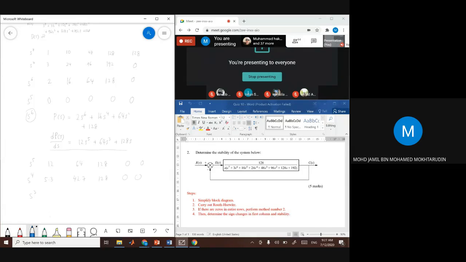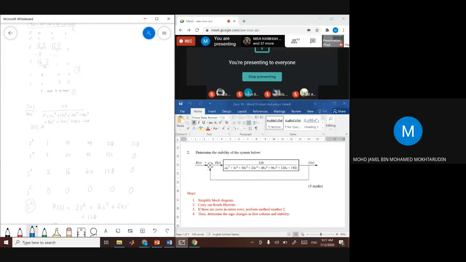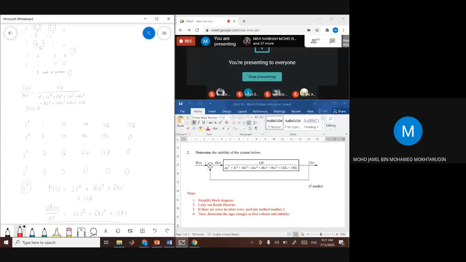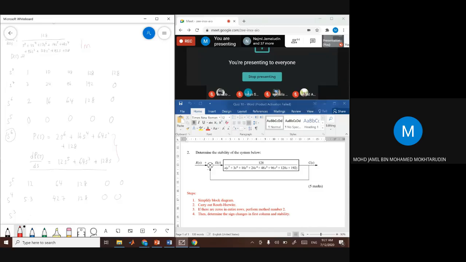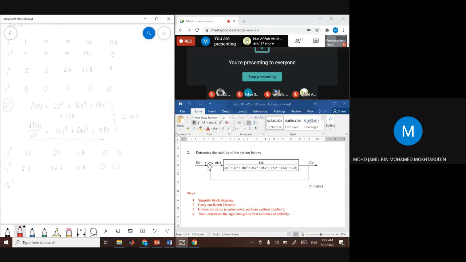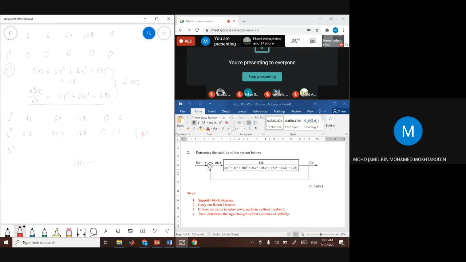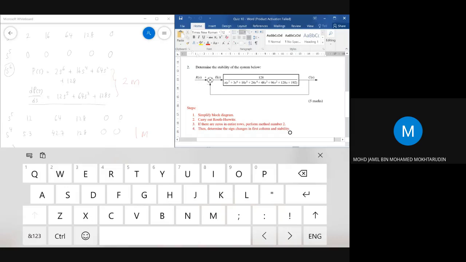Okay, so if you simplify the block diagram, then you get 1 mark. If you do the differentiation here, you get 2 marks. Routh-Hurwitz table, 1 mark, and 1 mark for determining the stability. Okay. So that's for quiz 9.